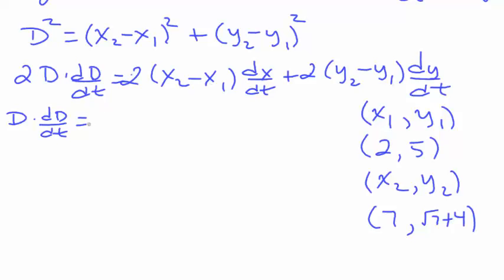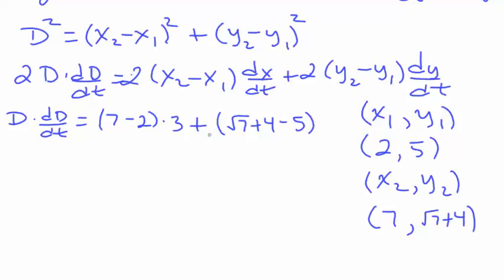x2 minus x1. So x2 is 7 minus 2. So that's 7 minus 2. And then dx over dt, that was something they gave us, and that was 3, plus, and then we've got y2, which is this guy, minus 5. That's not very nice, is it? Square root of 7 plus 4 minus 5.